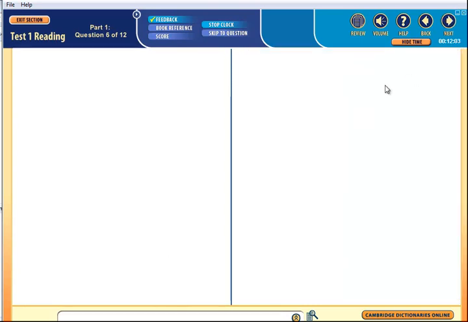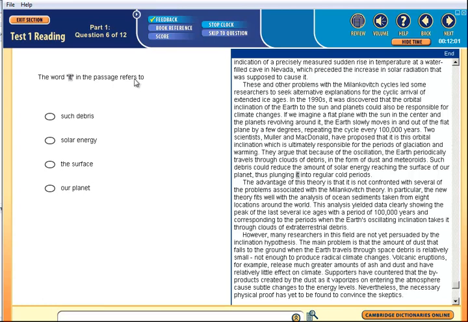Question 6, halfway through, we're doing well. The word it refers to, thus plunging it, aha, plunge, we know this word, into regular cold periods. Plunging the Earth, I guess. They argue that because of the oscillation, the Earth travels through debris, such debris could reduce the solar energy reaching the surface of our planet, plunging it, our planet. There you go. That was easier than I made it look.